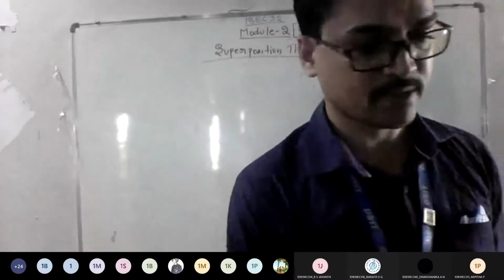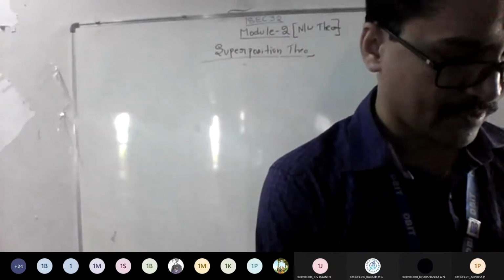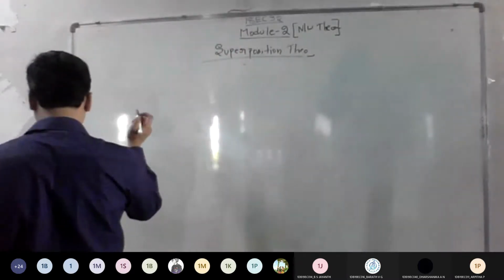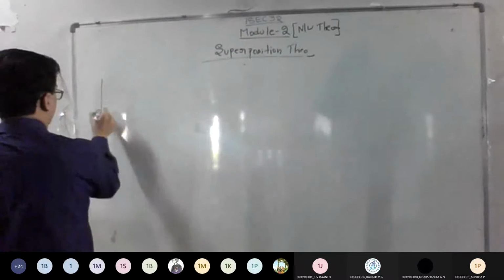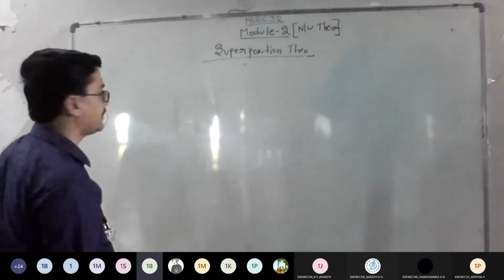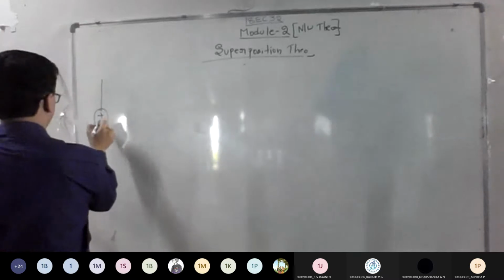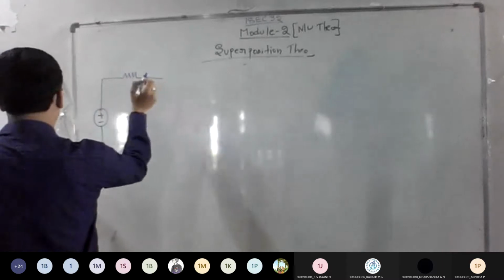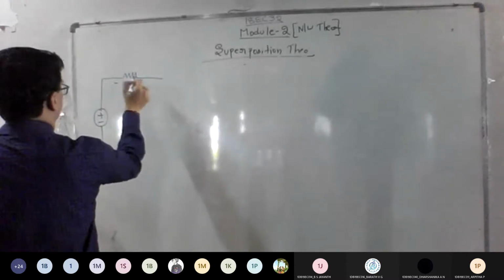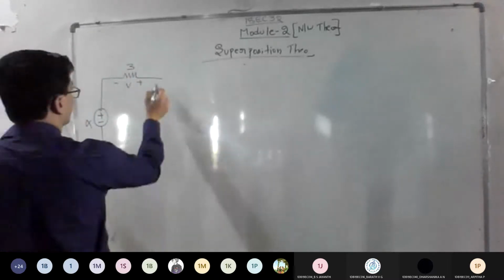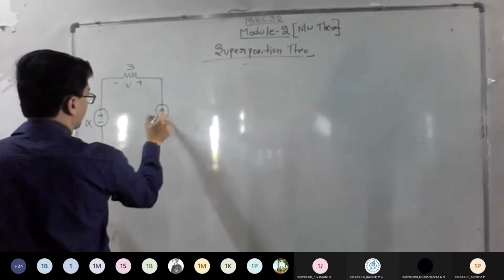Next problem. I want you to solve. It's a 10 marks question. Find voltage V. I'm audible here, is it fine? Yes, sir. Find the voltage V using the principle of superposition theorem for the network shown below.